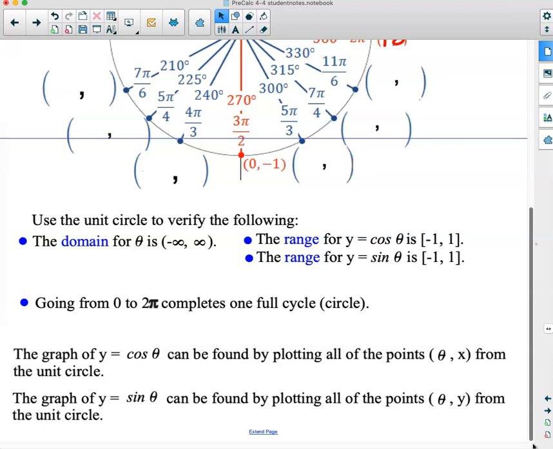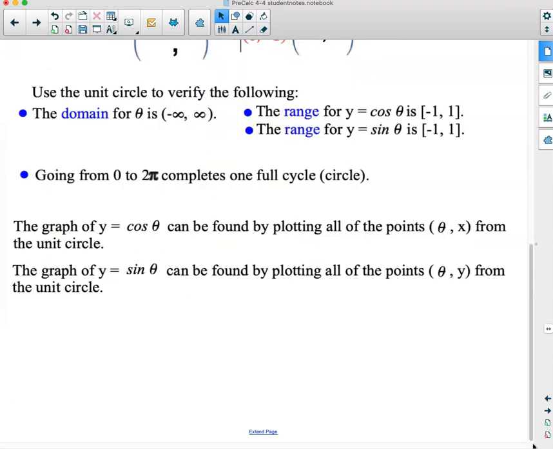And then going from 0 to 2 pi completes one full circle when we're not talking about having any horizontal stretches or compressions. The graph of y equals the cosine of theta can be found by graphing all the points theta and x, so the x coordinates of everything on the unit circle. And then the graph of y equals the sine of theta can be found by plotting all of the points theta and y, because all of those y coordinates are the sine of theta on the unit circle.